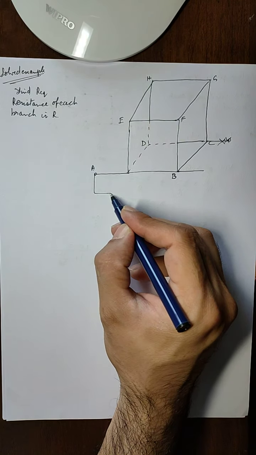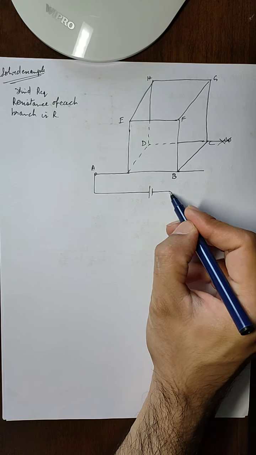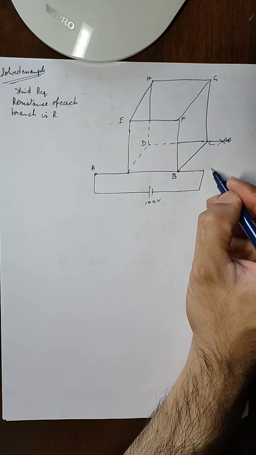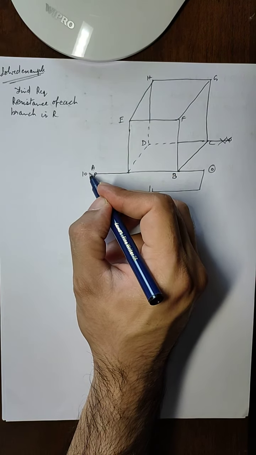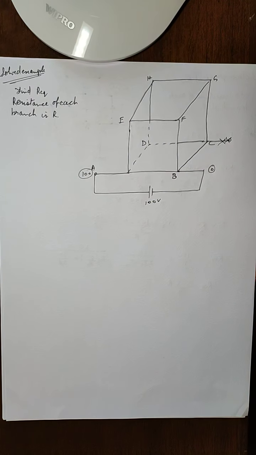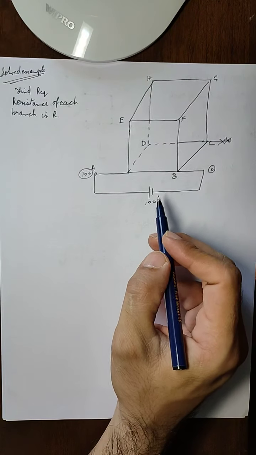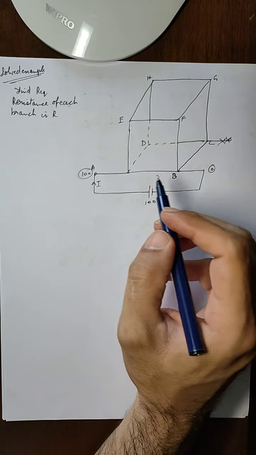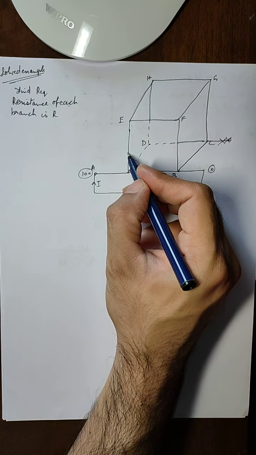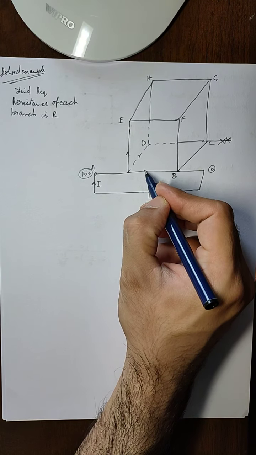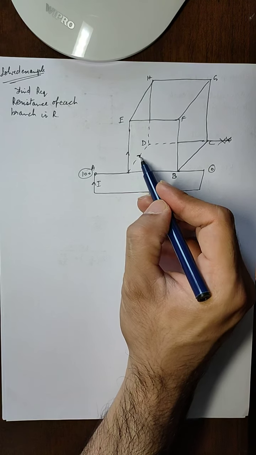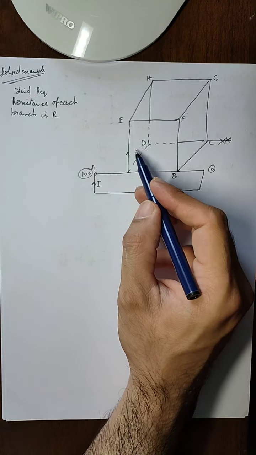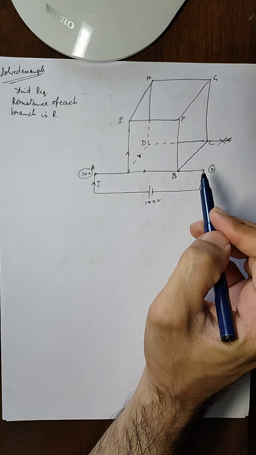So we are going to connect this with a battery of 100 volt. So the potential here is 0 and here it is 100. Now the current that is coming out of the battery, this I current, will be divided into these three branches. And as we can see clearly that it will not be equally divided. In this branch there is only one R, while in these two branches the number of R is different.